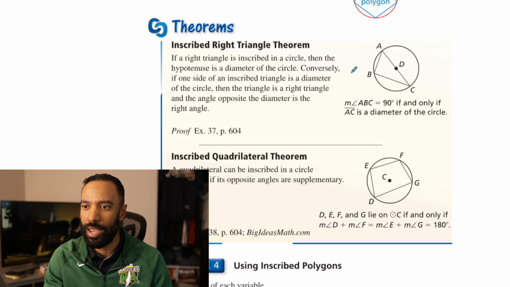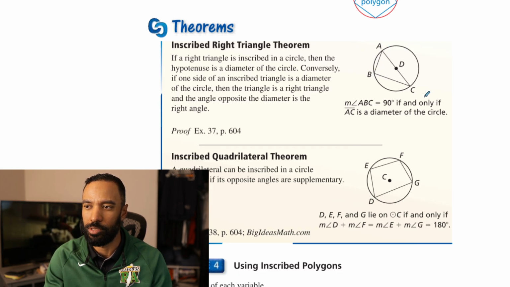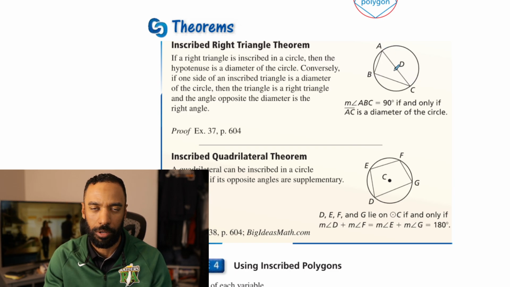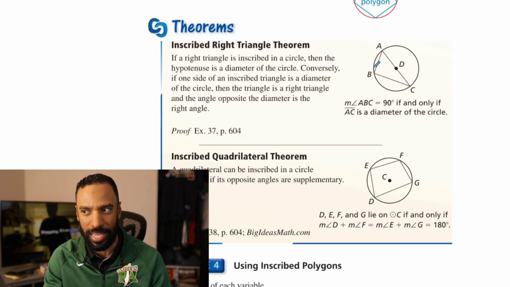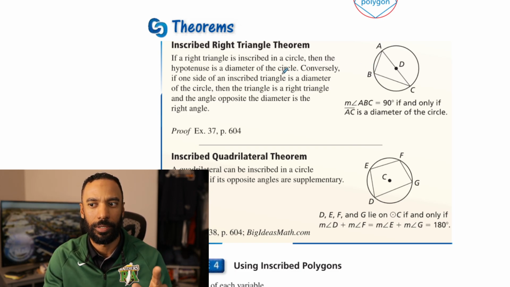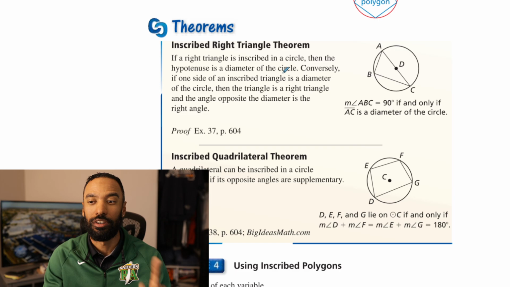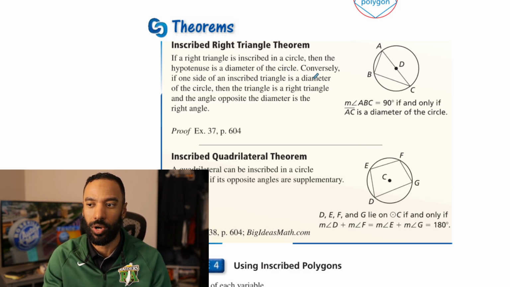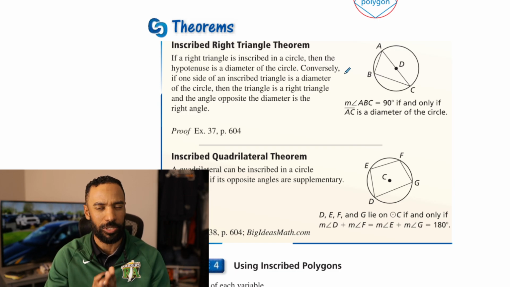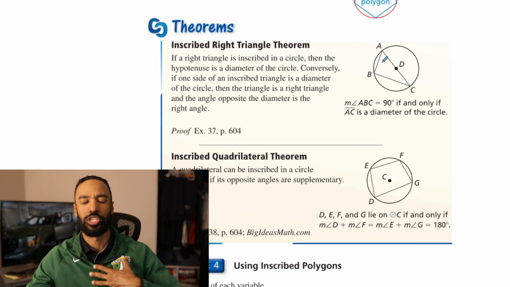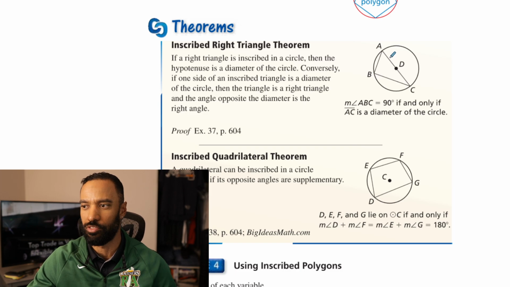Inscribed right triangle theorem. If a right triangle is inscribed in a circle, then the hypotenuse is the diameter of the circle. I'm sure they're going to bring up some of the stuff with that and why this is true. It's interesting how they say that. I would have worked the converse. Conversely, if one side of an inscribed triangle is the diameter, then the triangle is a right triangle. The converse is the way I'd always state it, and it makes a lot more sense for me to state.